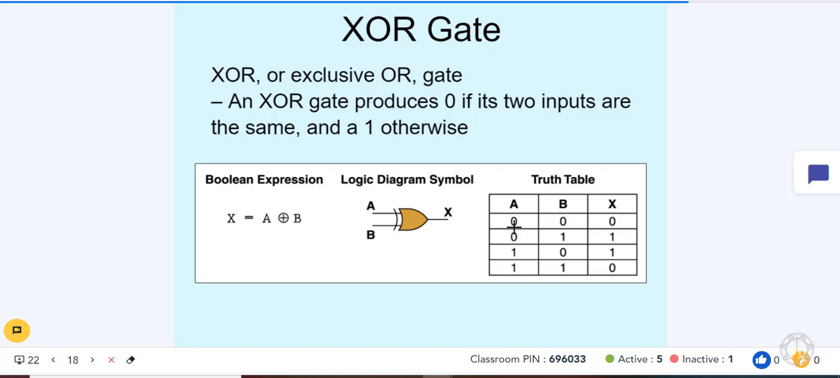The Boolean expression is x is equal to a plus b. The plus sign will be written inside a circle, and the logical diagram here you can see is the same as the OR gate. The only difference is one line added before the output.